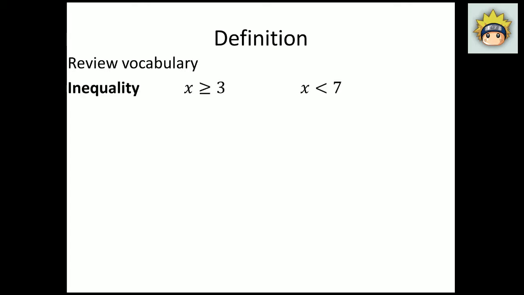This is what an inequality looks like. You have x is greater than 3 and x is less than 7. These are two different examples of inequalities, and we can also graph the inequality. This is what x is greater than 3 looks like. We notice that it can be equal to 3, so that's why it's closed here, and it goes all the way to the right because that is where x is greater than or equal to 3.